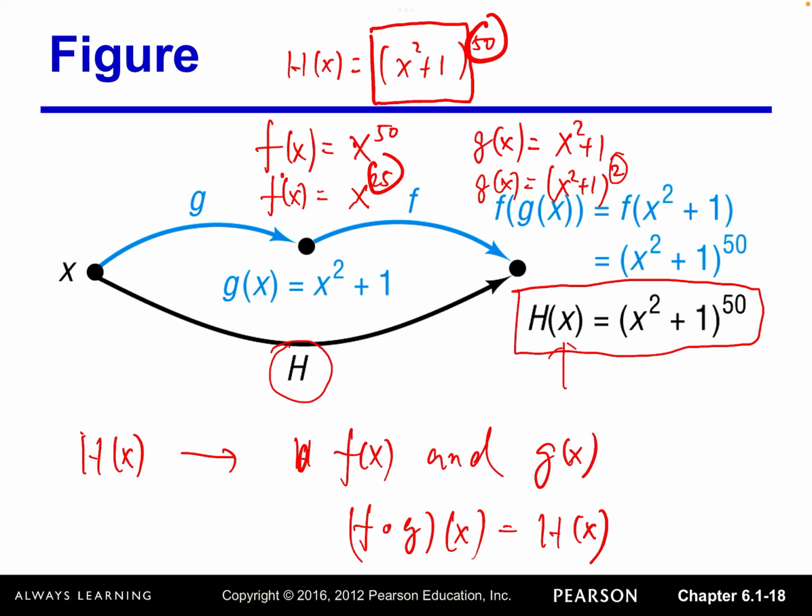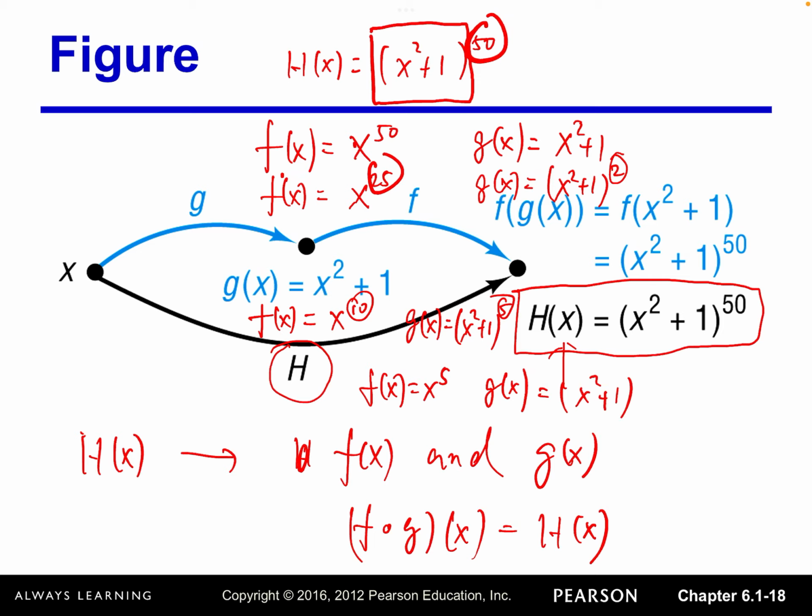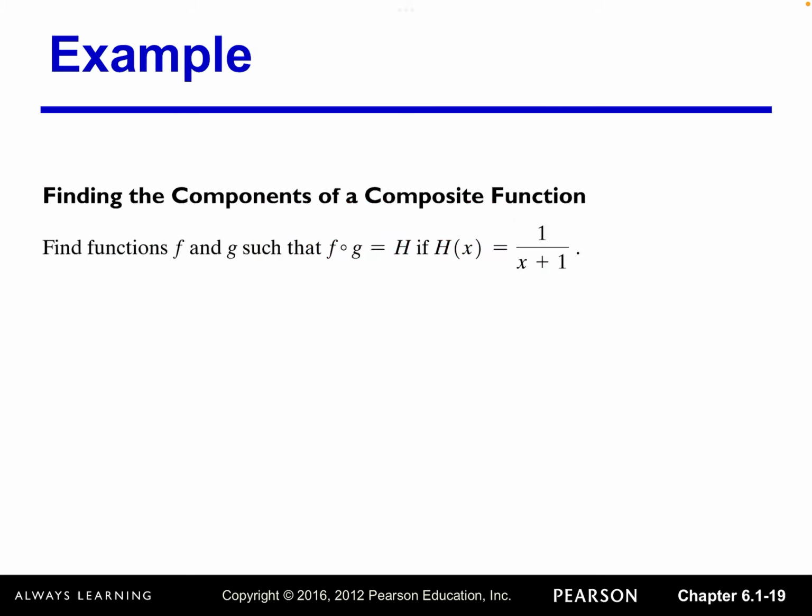Other options: f of x equals x to the 10th power, and then g of x can be (x squared plus 1) raised to the 5th power, because 10 times 5 is 50. And then another way around, f of x equals x to the 5th, and g of x can be (x squared plus 1) raised to the 10th power, and 5 times 10 also equals 50. All right. So let's look at another example and see if you are able to do this kind of problem.